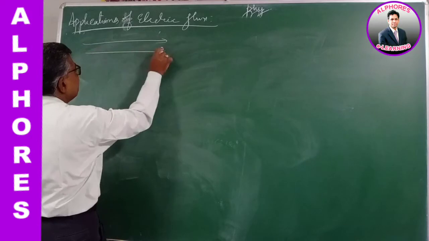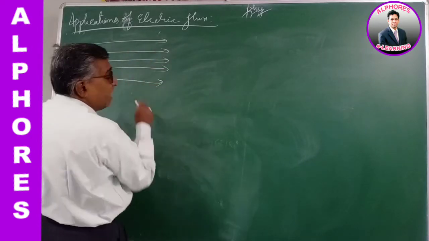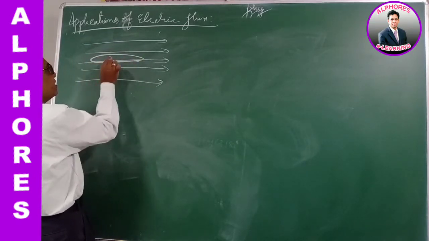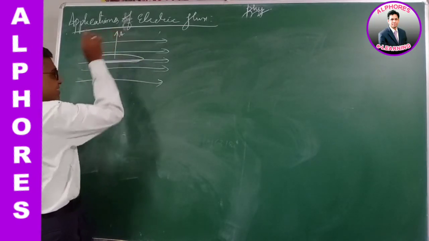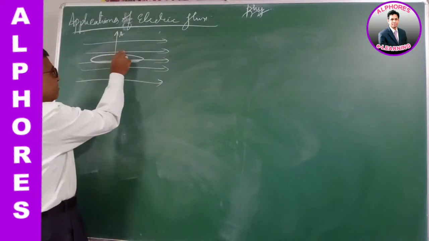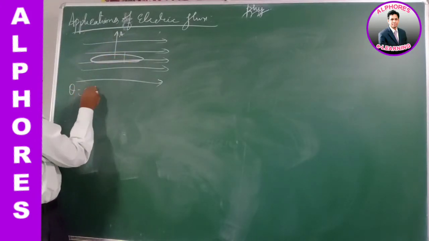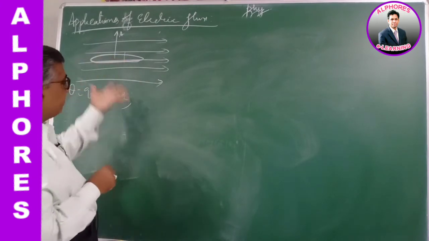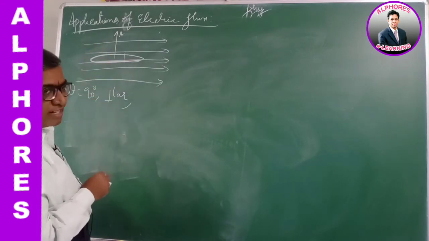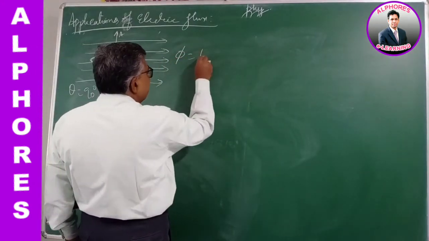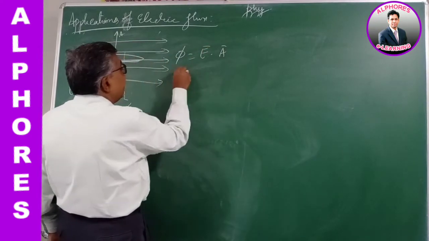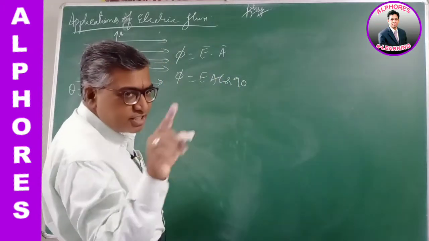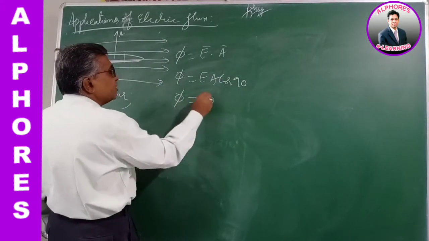Suppose the field is like this and my surface area element is this way. If I consider an area element whose normal is in this direction, the angle between them is 90. If theta is 90, the surface is along the field, the area element is perpendicular, then the flux is, actual formula, E dot A. So it is EA cos 90. We know cos 90 is 0. So therefore the flux is 0.